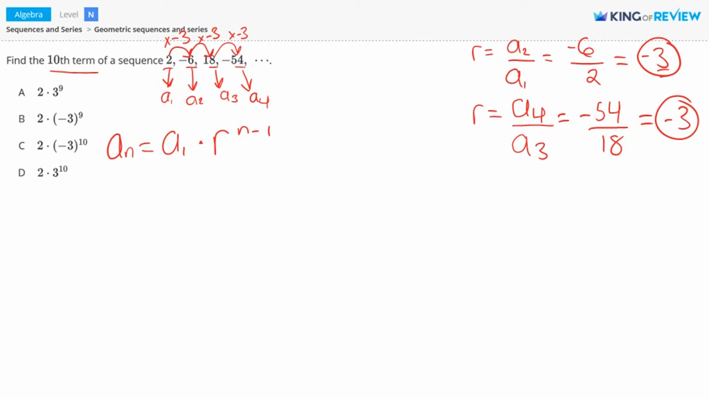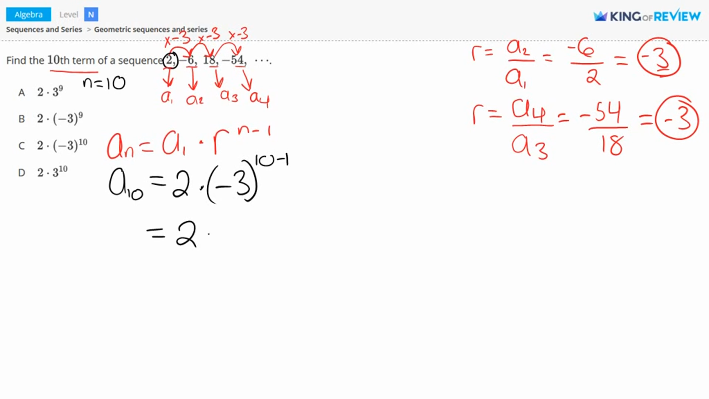So now, let's enter the information that we know into this equation. Since we're trying to find the 10th term, n is equal to 10. So we have A10, or the 10th term, equals A1, which is this first term here, so 2, times the common ratio, which we found to be -3, to the n minus 1 power, so 10 minus 1. Let's simplify. We get 2 times -3 to the 9th power.